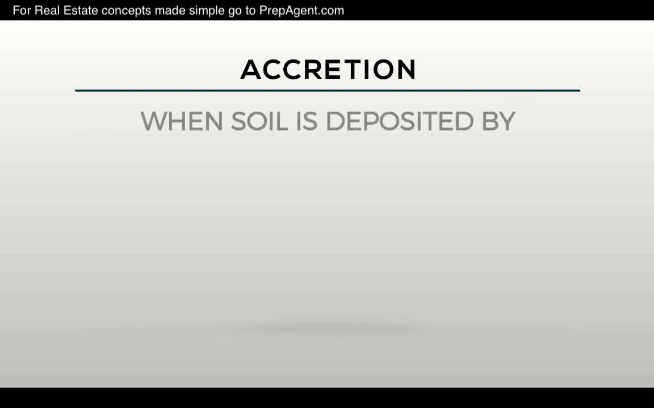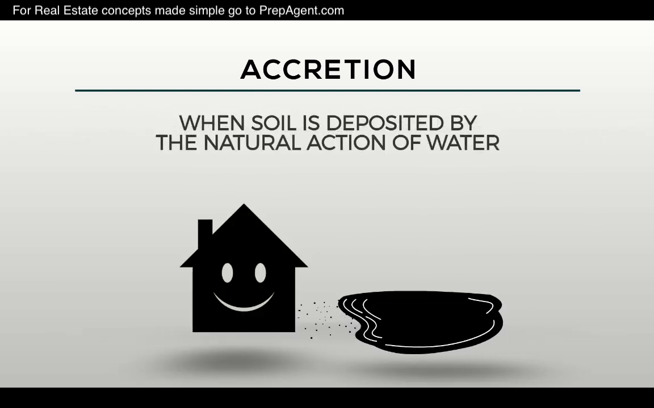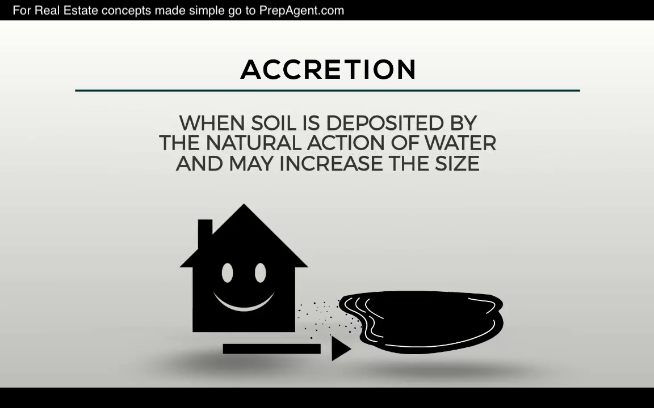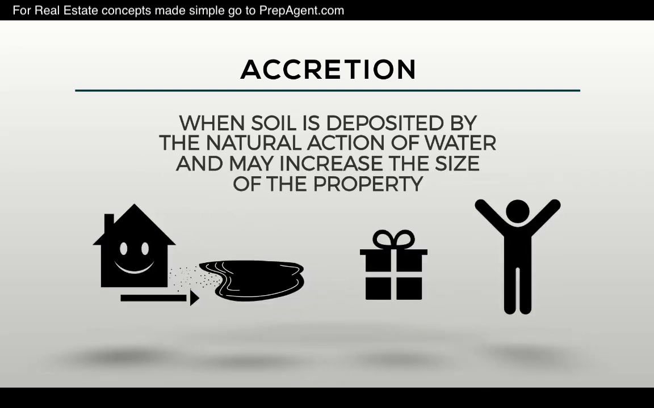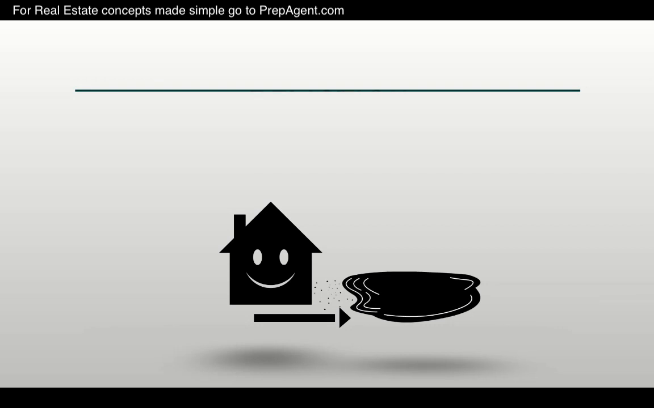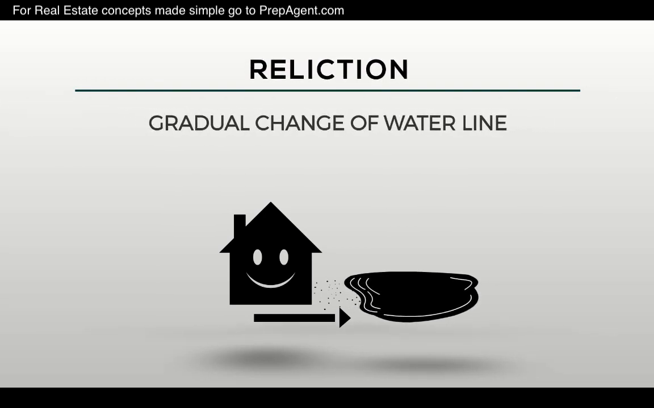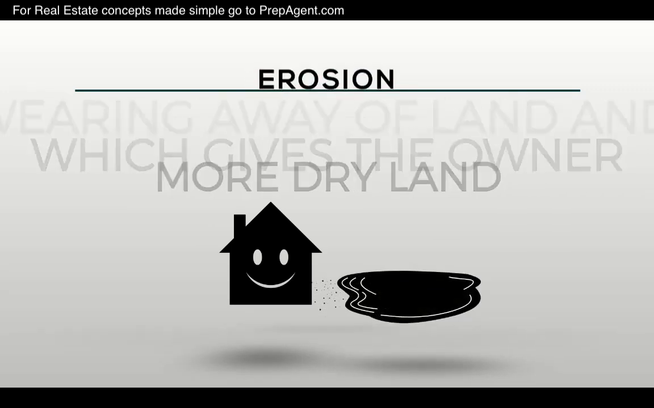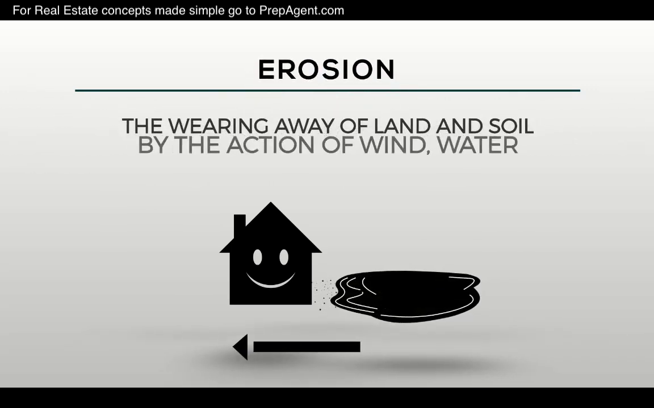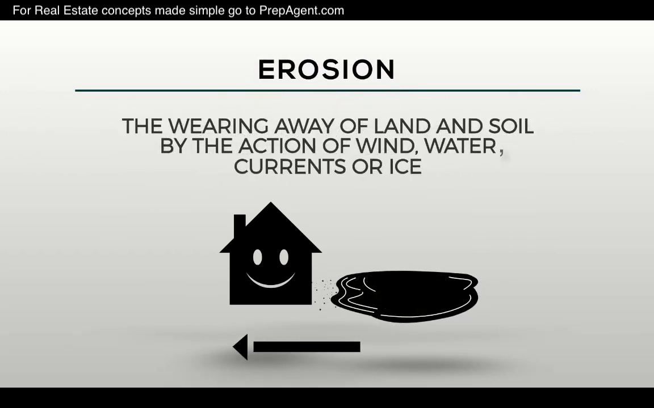Accretion occurs when soil is deposited by the natural action of water and may increase the size of the property. Think of accretion as Mother Nature's little gift to a landowner. Reliction is a gradual change of the water line of real property, which gives the owner more land. Erosion is the wearing away of land or soil by the action of wind, water, currents, or ice.